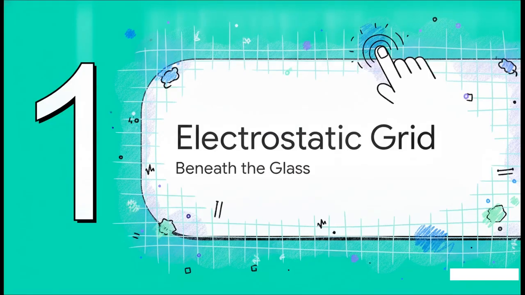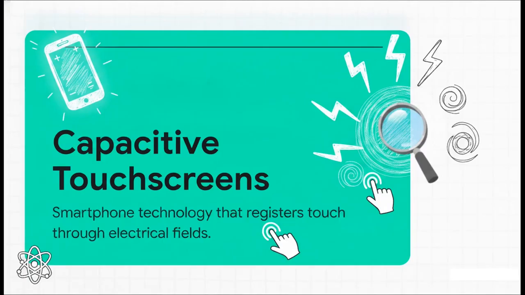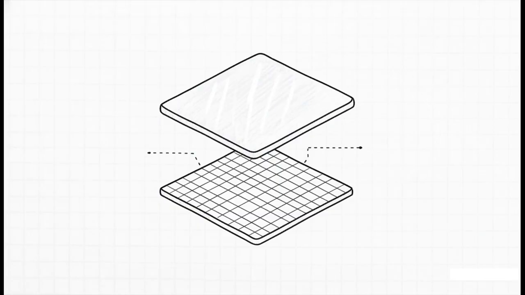Section 1, the invisible electrostatic grid. All right, to ground our understanding right off the bat, we need to define the core tech we're dealing with here. Your modern smartphone relies on something called a capacitive touchscreen. And this isn't just about pressure, like how hard you push down. No, it's an entirely different scientific principle. Capacitive touchscreens are specifically designed to register your touch by sensing changes in electrical fields. That is the foundational secret to this whole technology. It's all about electricity. So let's break down the actual physical layers of the screen.